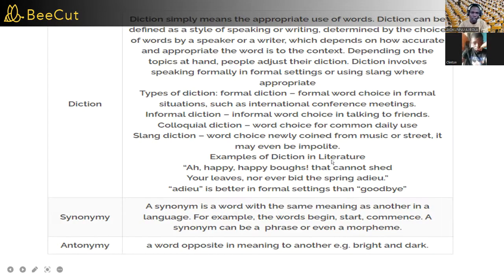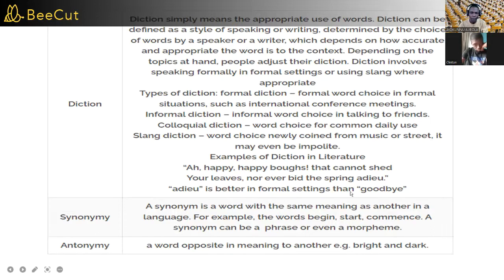Example of diction in literature. Okay, this is an example: "Happy bulbs that cannot shed your leaf, nor ever bid the spring adieu." Now, adieu is better in formal settings than goodbye.